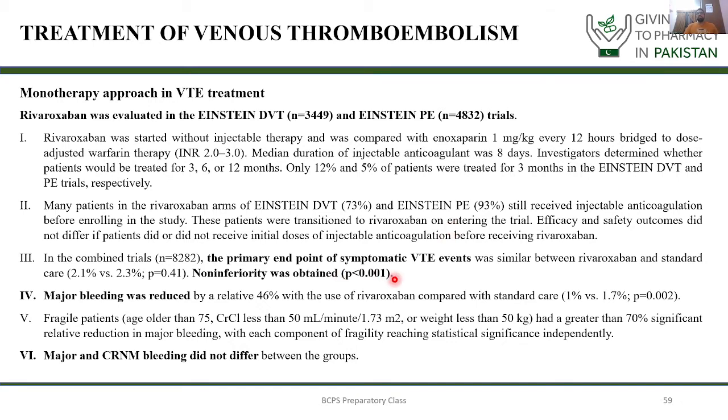Similarly, the primary endpoint, symptomatic VTE events, are similar in both the standard and the control therapy, but the major bleeding was reduced, about 46% reduced major bleeding, with the rivaroxaban. Major bleeding and clinically relevant non-major bleeding did not have any difference in both the groups.